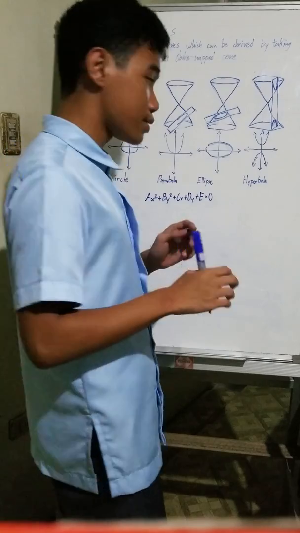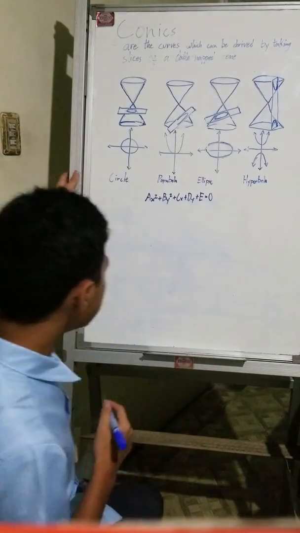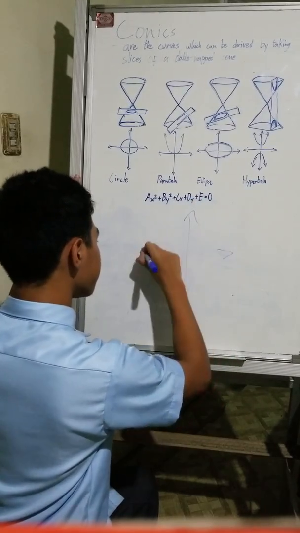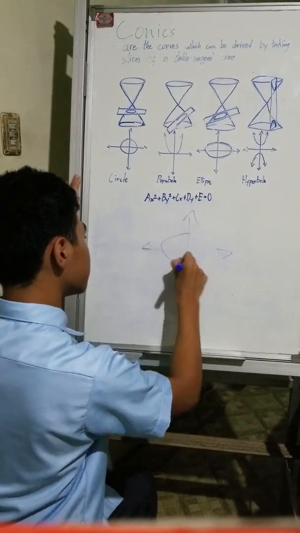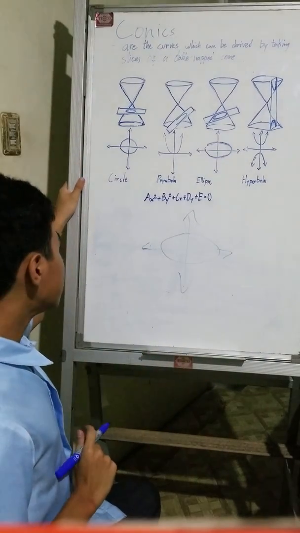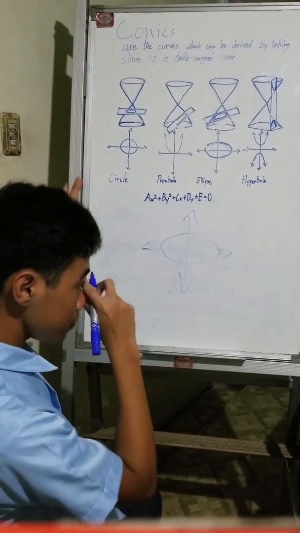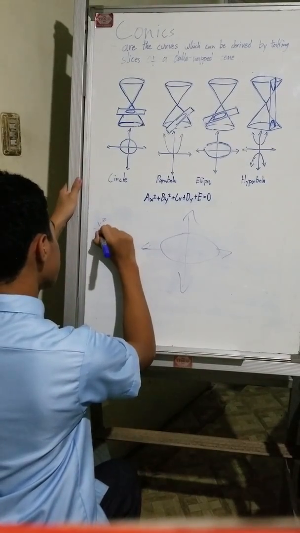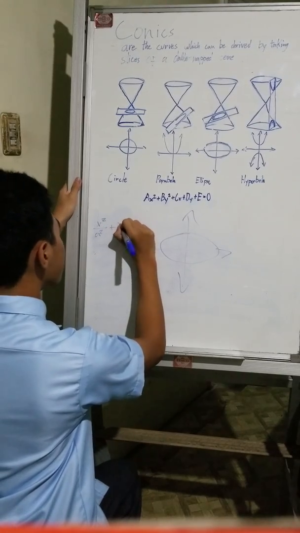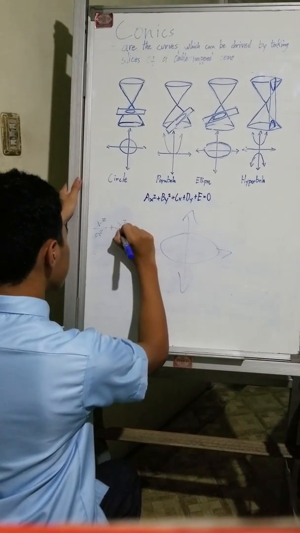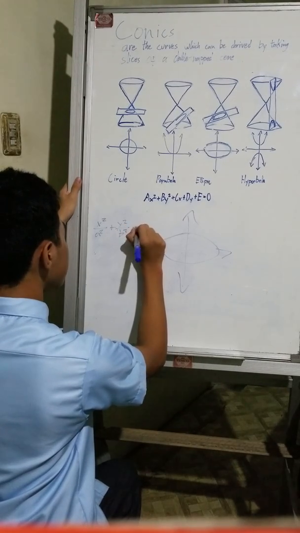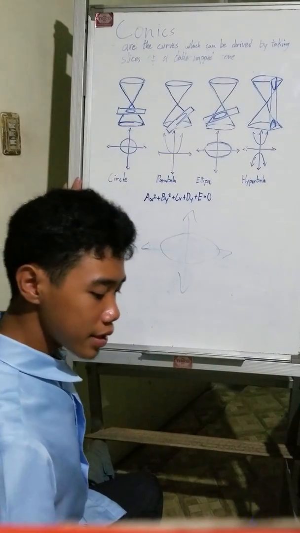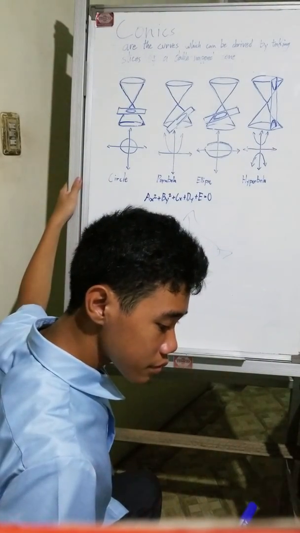Next one will be the ellipse. And the equation for the ellipse is, hold on, I'll just draw first. Quickly. The equation for the ellipse is simple. It's x squared over a squared plus y squared over b squared equals 1.